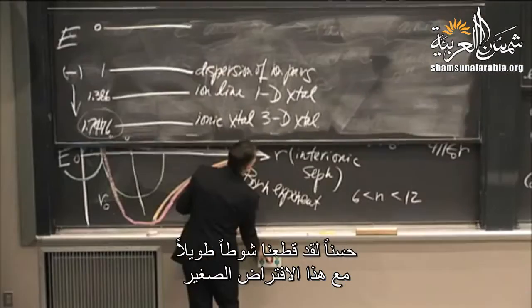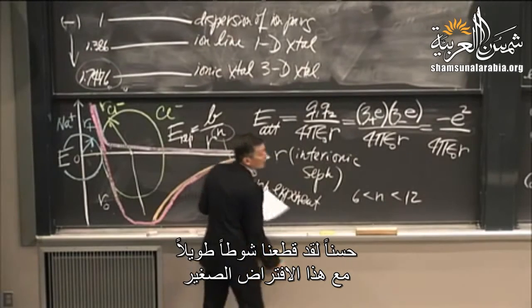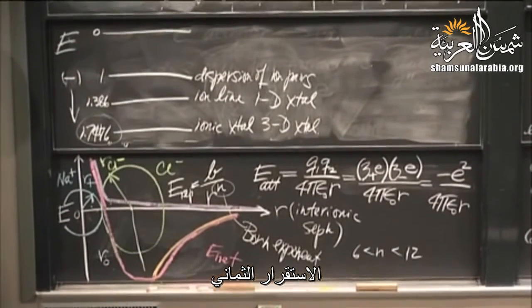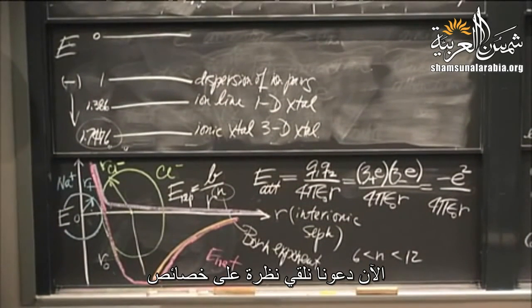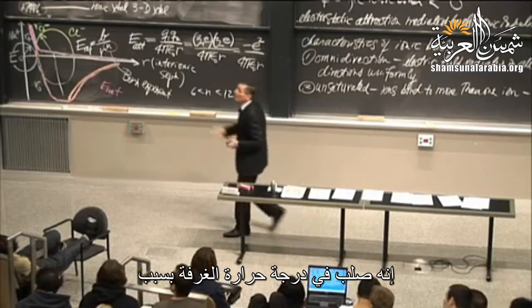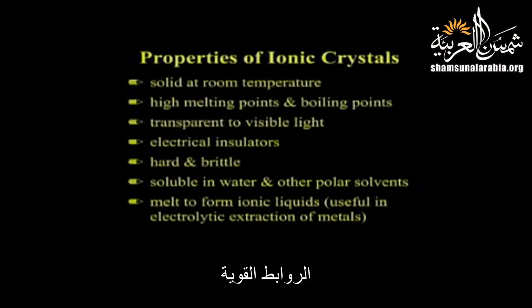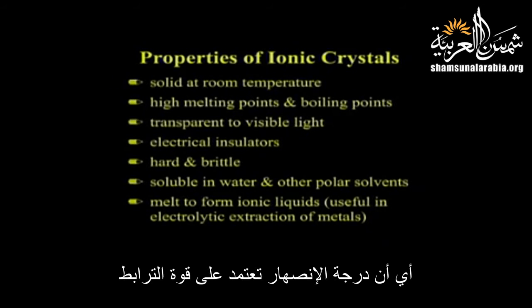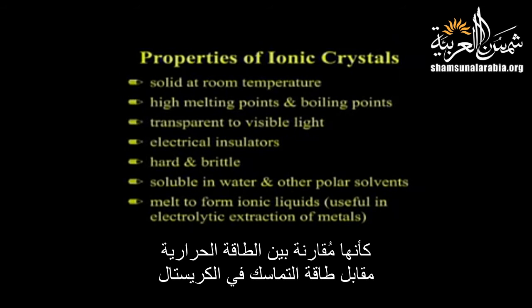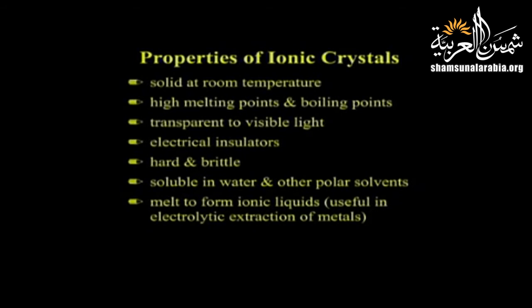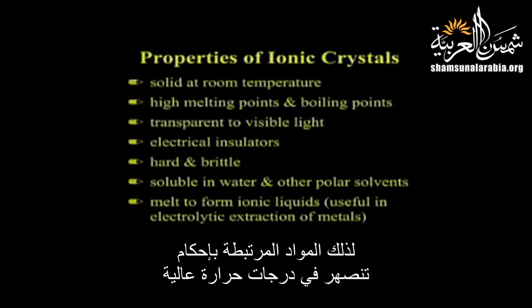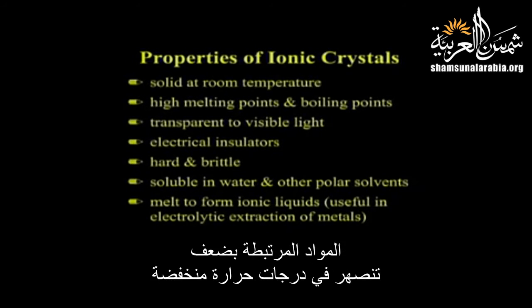So we've come a long way with that little assumption of octet stability. So now let's take a look at what the properties are of these things. They're solid at room temperature because we've got strong bonds. High melting points. Bonding is related to melting point. Melting point is dictated by bonding because now you're comparing thermal energy versus the cohesive energy of the crystal. So tightly bonded substances melt at high temperatures. Weakly bonded substances melt at low temperatures.